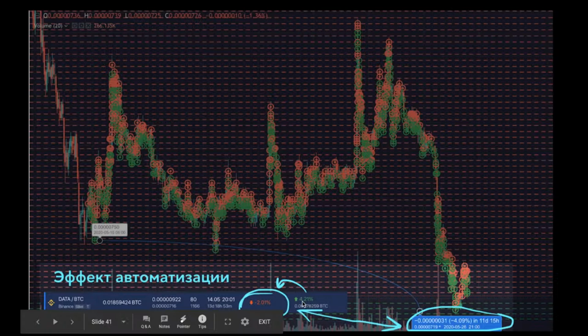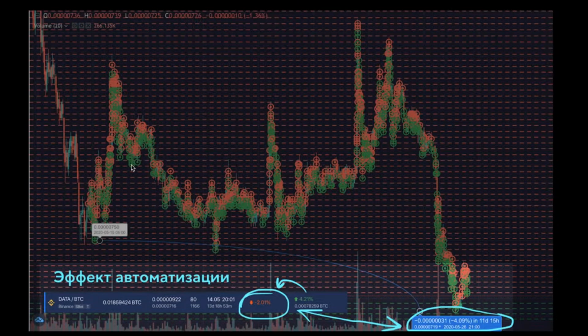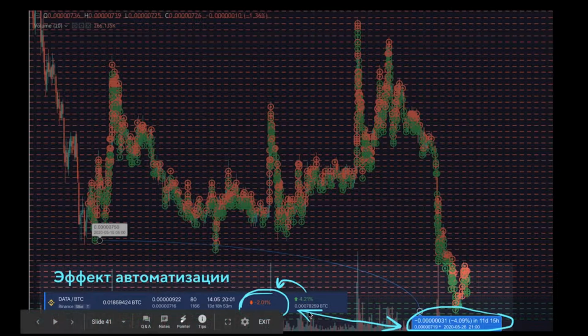So this 4% in profit was generated by the bot during this period of time. You see here the green circles represent buy orders, and the red circles represent sell orders. During that period, it was buying low and selling high, and that is exactly how much it has managed to accumulate for you. This is the added value.